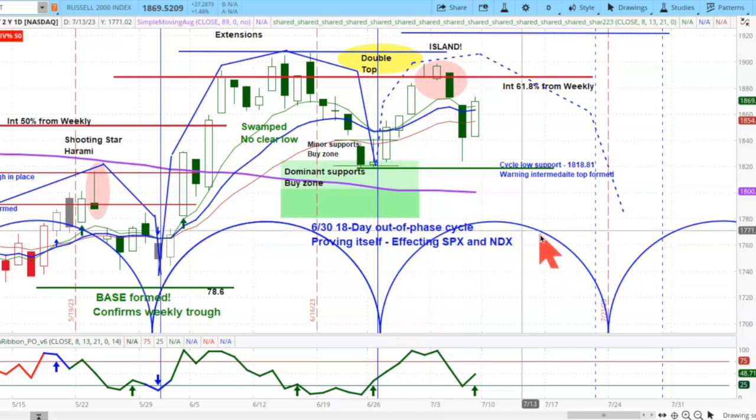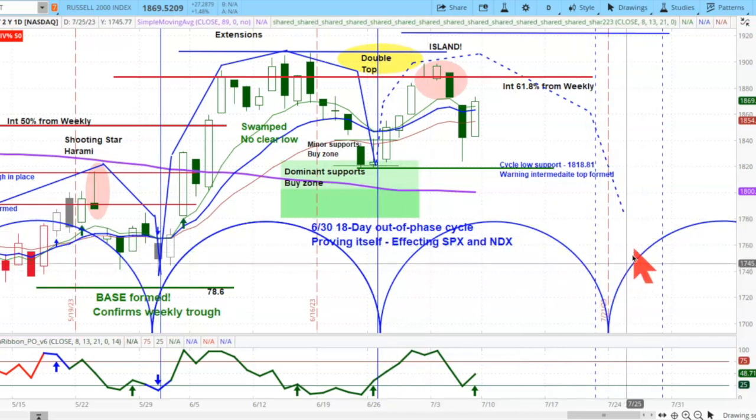And this key cycle right in here comes out to a decline out into late July. This is different than what we have in the S&P 500 and the NASDAQ.